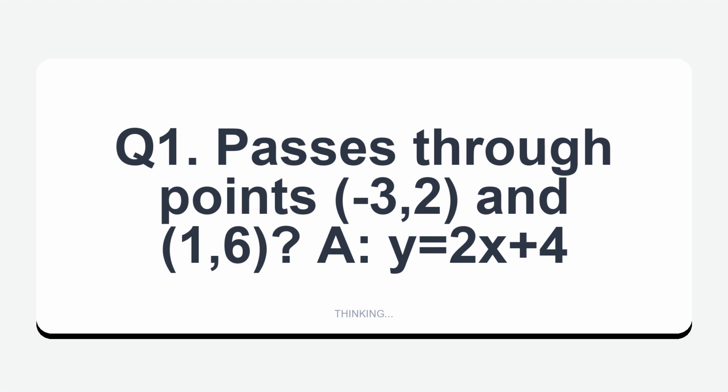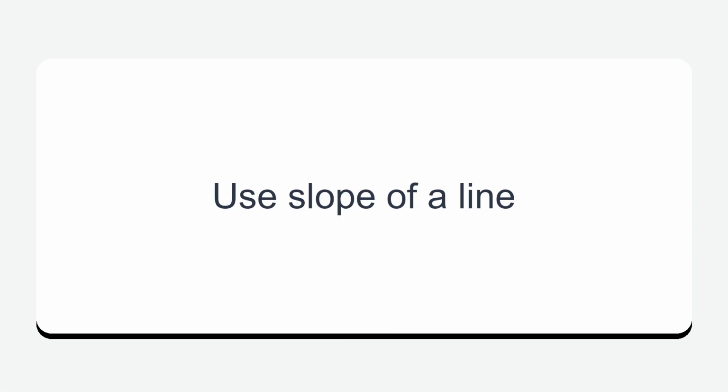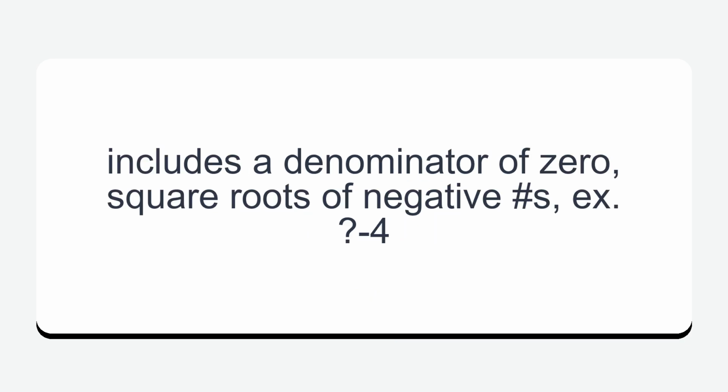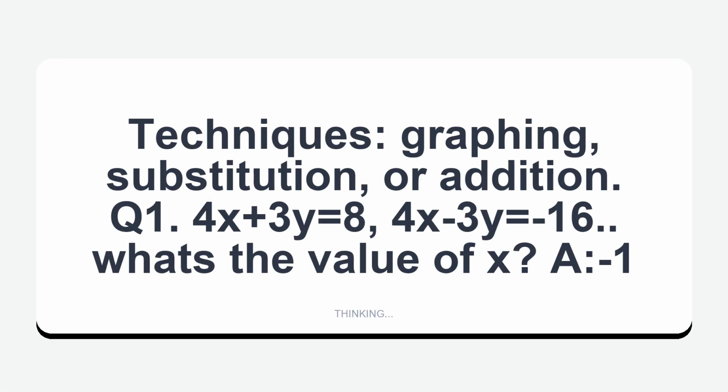Q1. Passes through points (-3, 2) and (1, 6). A. y = 2x + 4. Use slope of a line. Undefined expressions: includes a denominator of 0, square roots of negatives. Techniques: graphing, substitution, or addition. Q1. For x + 3y = 8 and x - 3y = -16, what's the value of x? A. -4.